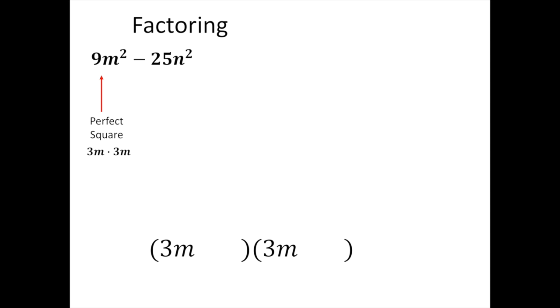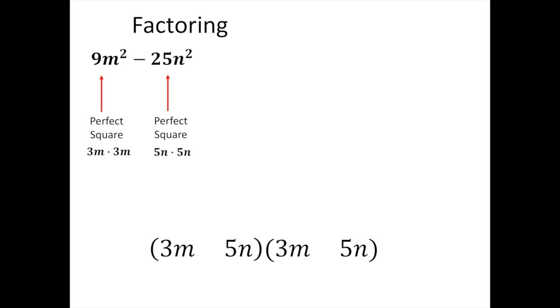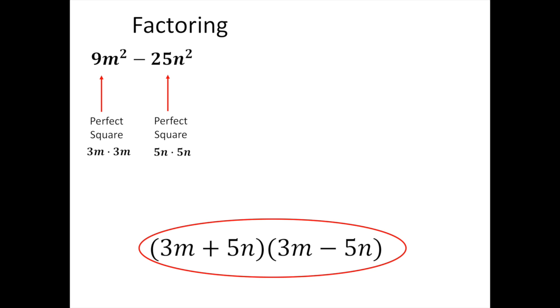This is one that's just a little bit more complicated. This first part here is a perfect square, though. If you notice on that one, it should be a 3m times 3m. My last part as well is a perfect square. That is going to be a 5n times a 5n. I just write those in now. I just do a plus and a minus in between them. And those would be my factors.